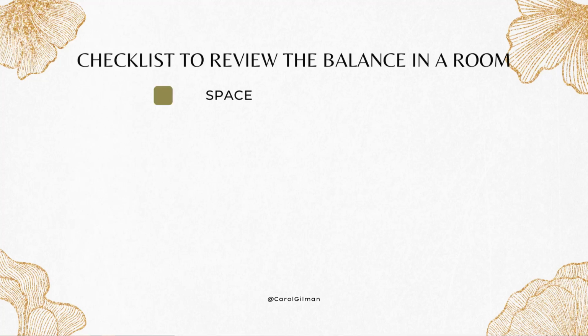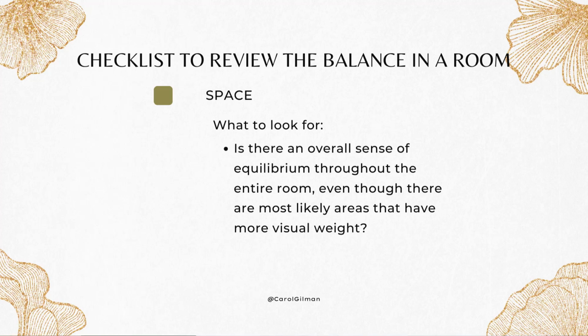So the first design element that we're going to look at is space. And what I want you to think about when we're thinking about space is it's just having to do with how the arrangement of different pieces of furniture and other elements in the room are creating a balanced look. And I want you to look and see if your room looks and feels pretty balanced.